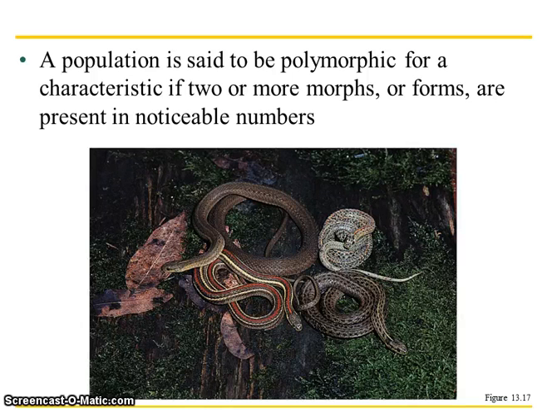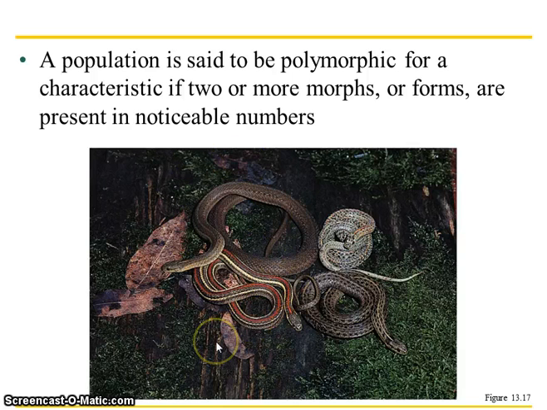Welcome back to Chapter 13. We just started discussing genetic variation. One form of genetic variation is that a population can be polymorphic: many morphs, many forms can be present. Here we've got garter snakes with different morphs, different visible characteristics.